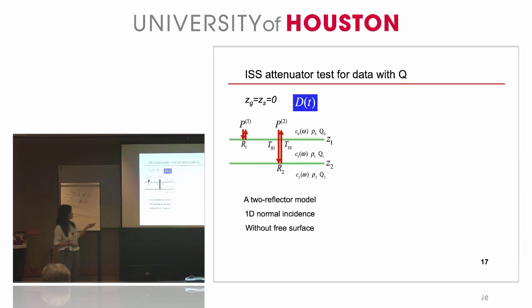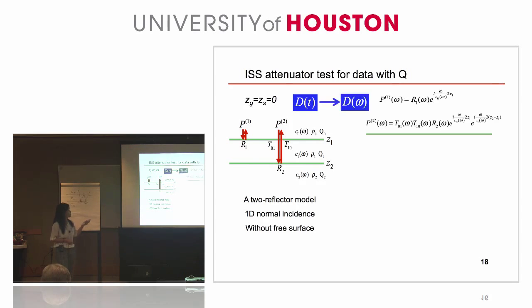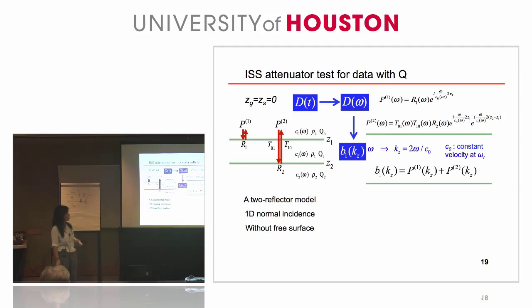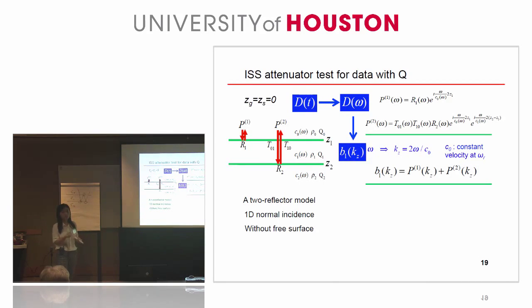We transform the data from the time domain to the frequency domain. In the frequency domain, we can analytically express these two primaries by using the way we saw a minute ago. Both these events suffer from absorption and dispersion here. Next, we transform the basis of the variables from frequency to the vertical wavenumber kz.